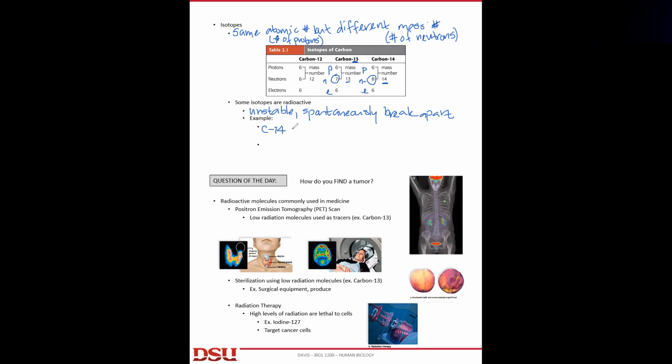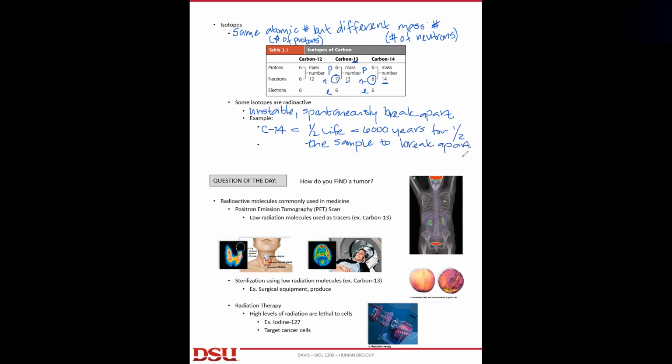Carbon 14 has something called a half-life. Actually, all isotopes have a half-life. The half-life means basically it tells you how long it takes for half of the sample to spontaneously break apart. So for carbon 14, it takes 6,000 years for half the sample to break apart.